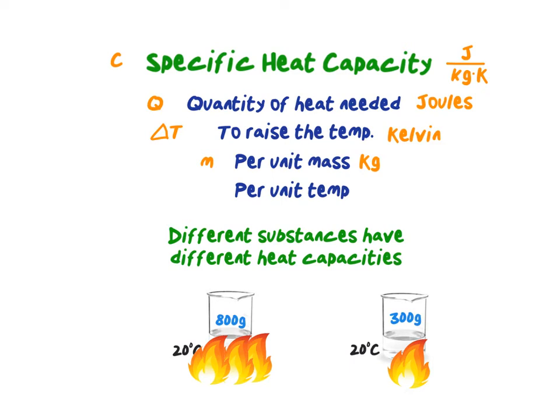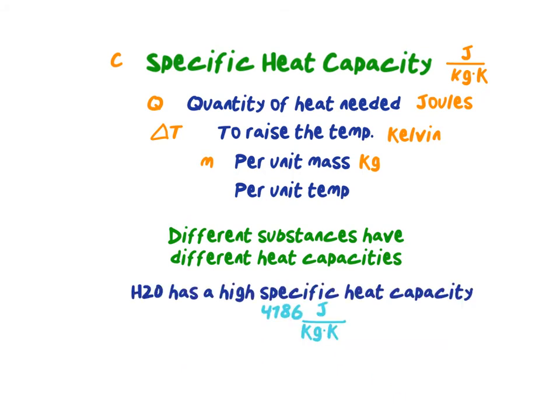Now, as an interesting side note, it turns out that water actually has a very high specific heat capacity, about 4,186 joules per kilogram Kelvin. So that means it takes 4,186 joules of energy to increase 1 kilogram of water by 1 Kelvin, or 1 degree Celsius, because the difference is still 1 to 1. So if I wanted to increase the temperature of 1 kilogram of water by 1 degree Celsius, so let's say from 20 to 21 degrees Celsius, I would need 4,186 joules of energy.